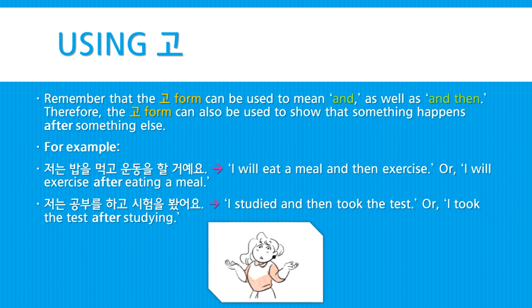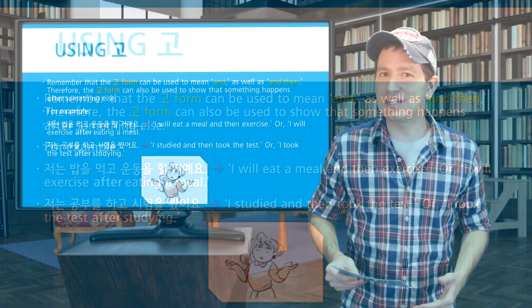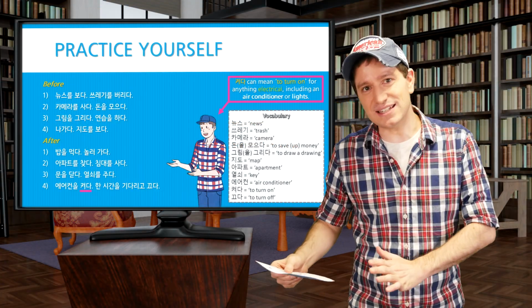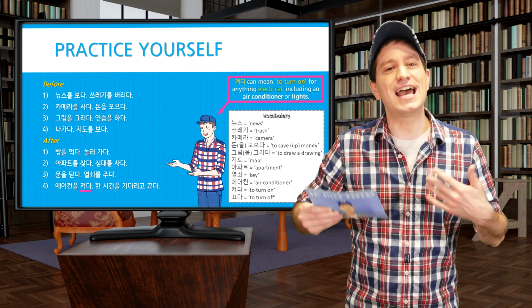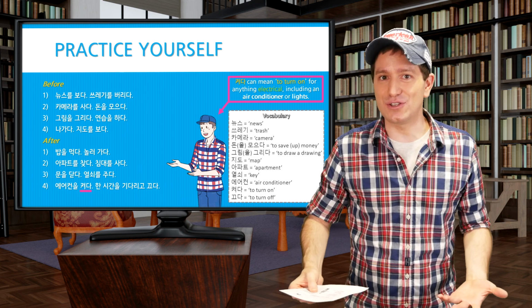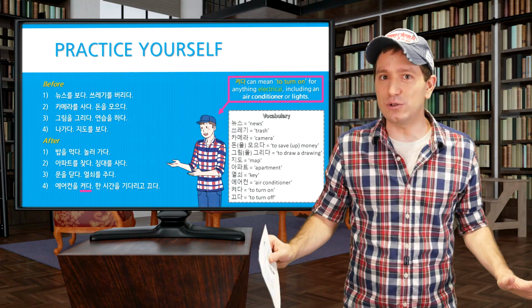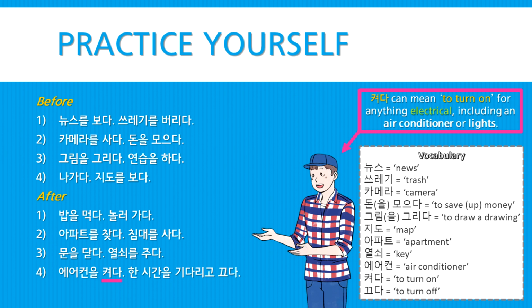저는 공부를 하고 시험을 봤어요. I studied and then took the test. Or I took the test after studying. So now it's your turn to get some practice with these forms. I have 8 sets of 2 sentences that are unconjugated, and I want you to combine them together using either after or before, and you can combine them any way you'd like as long as it makes sense. So you can pause the video here and give it a try.